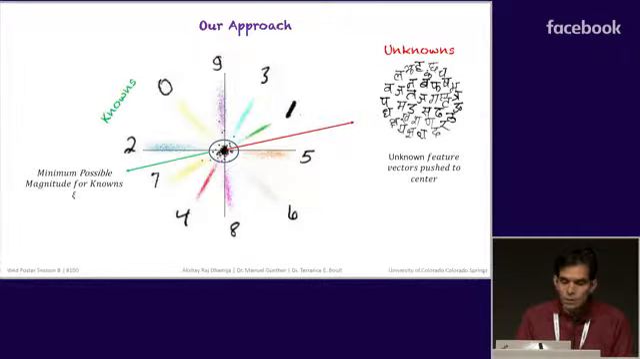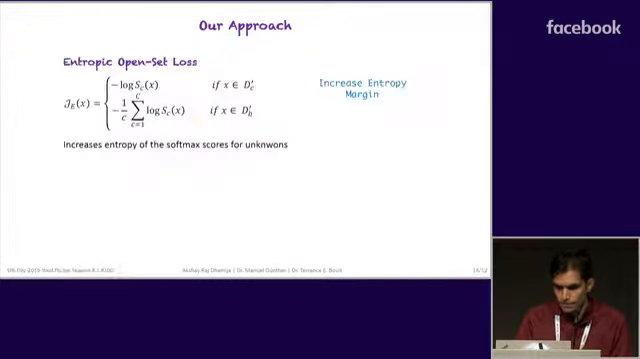For this purpose, we introduce our two novel loss functions. The first loss, called entropic open-set loss, aims at increasing the entropy gap between the knowns and the unknowns. For knowns, the loss is the same as the cross-entropy loss, while for the unknowns, the loss aims at equal probability for all of the known classes.